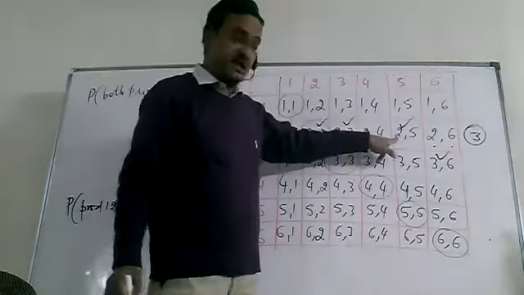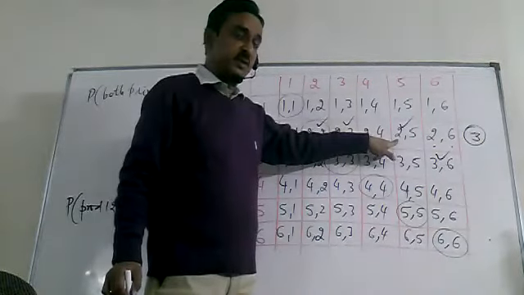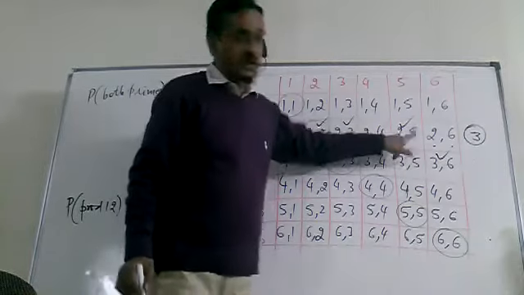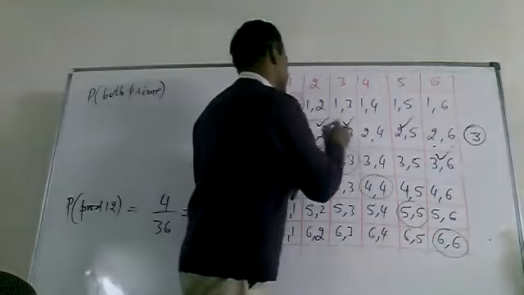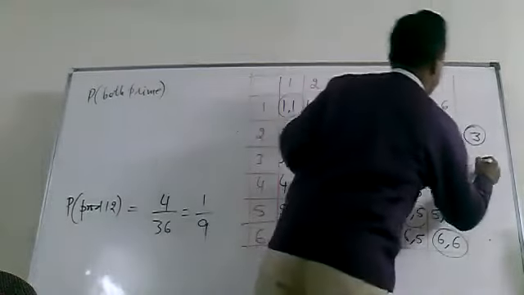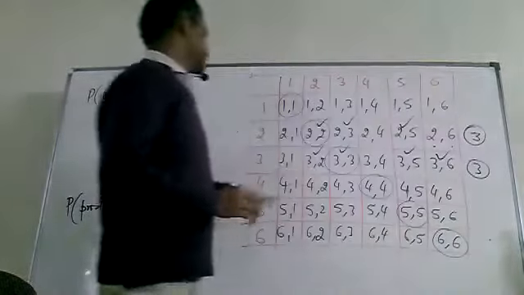If 2 5 comes, the number on the first dice is a prime and the number on the second dice is also a prime. Then 3 2, 3 3, and 3 5. So there are three cases here.